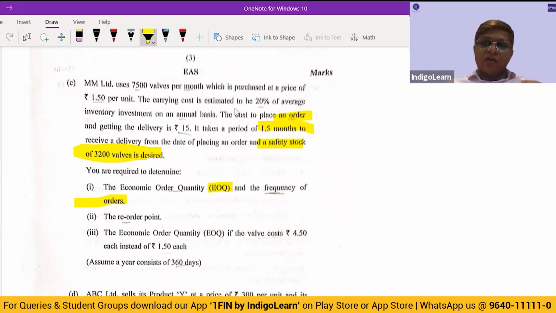And once we know the carrying cost per unit per annum, then you can find out what is the economic order quantity and what is the frequency. Then simple, once you have the first one, the next two bits are very simple. The reorder point and the economic order quantity if the valve cost 4.5 instead of 1.5. So again, you'll have to recompute the carrying cost and then do the EOQ calculation.